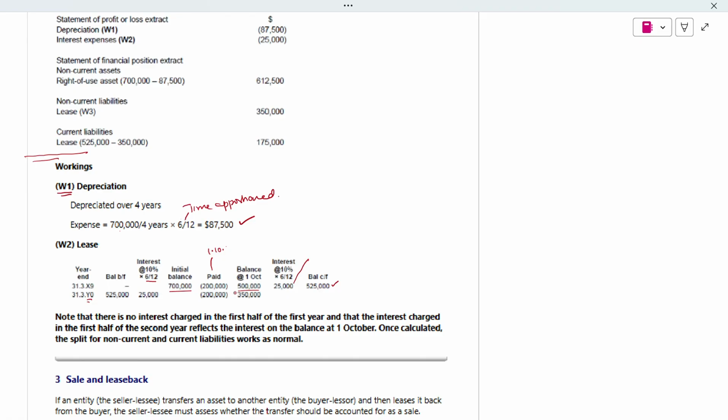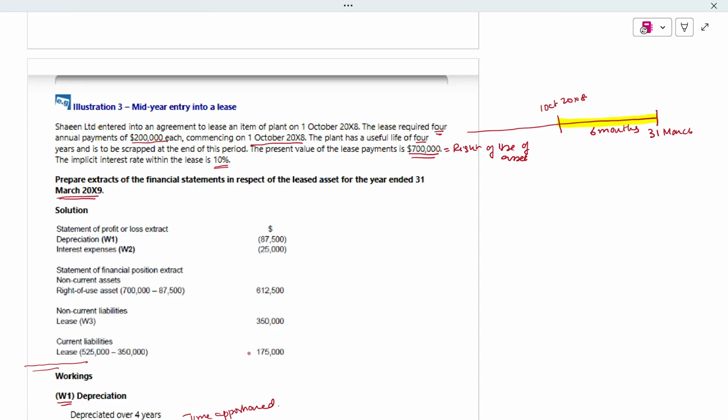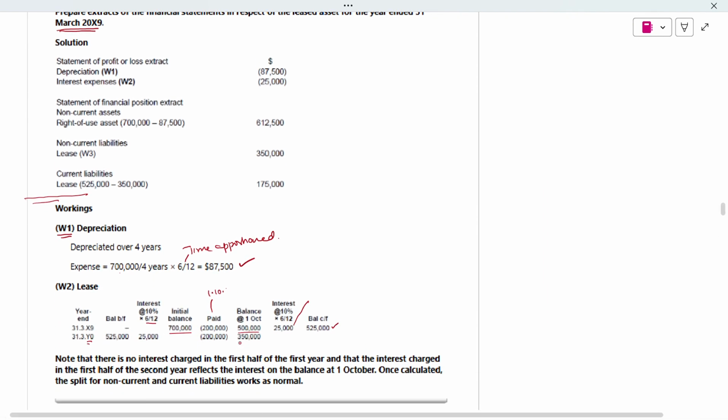Here they have calculated for 6 months. Again they have calculated till 1st October, for 6 months. How much does it come to? 525 plus 25 minus 200. It comes to 350. Check.